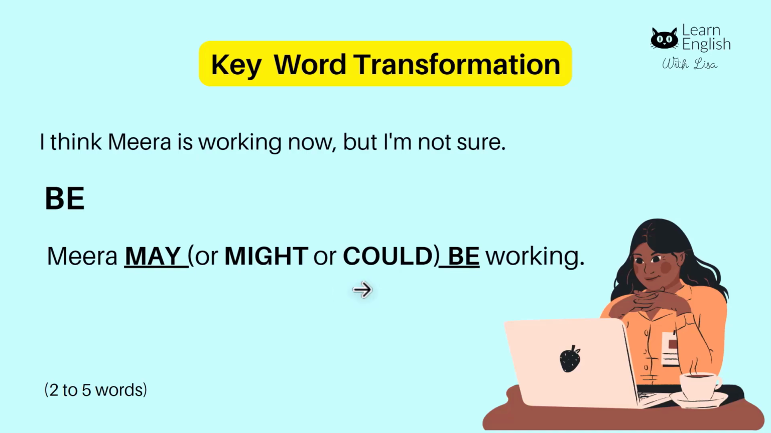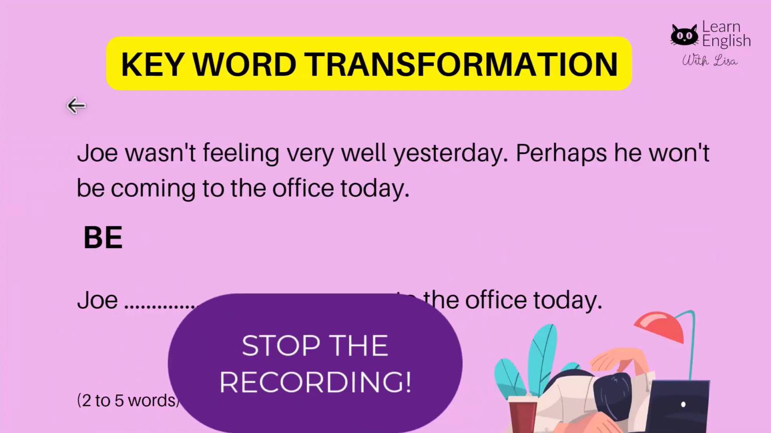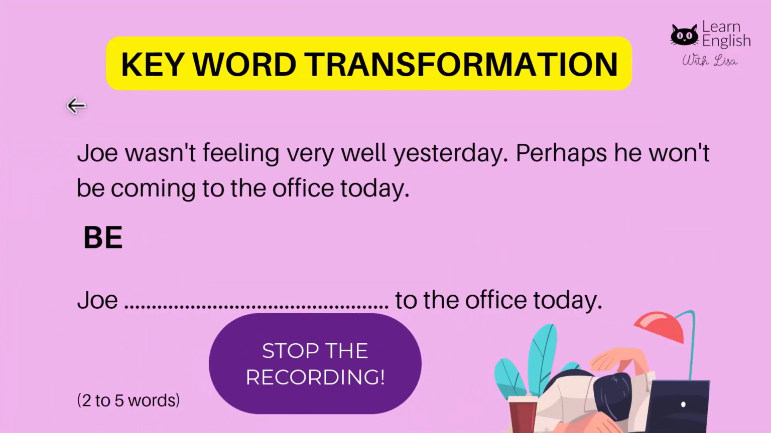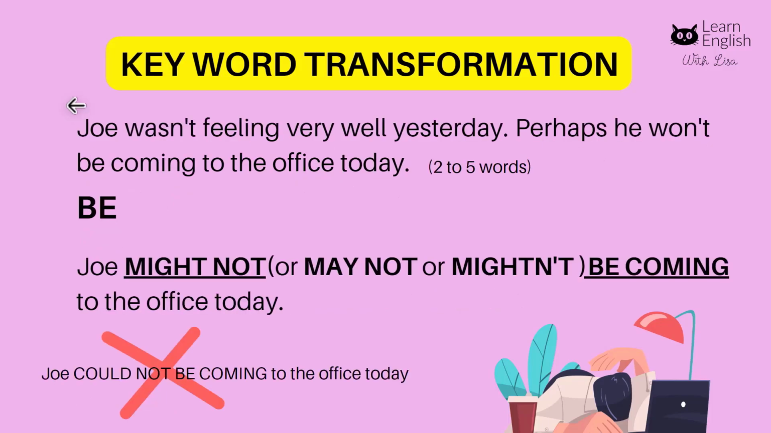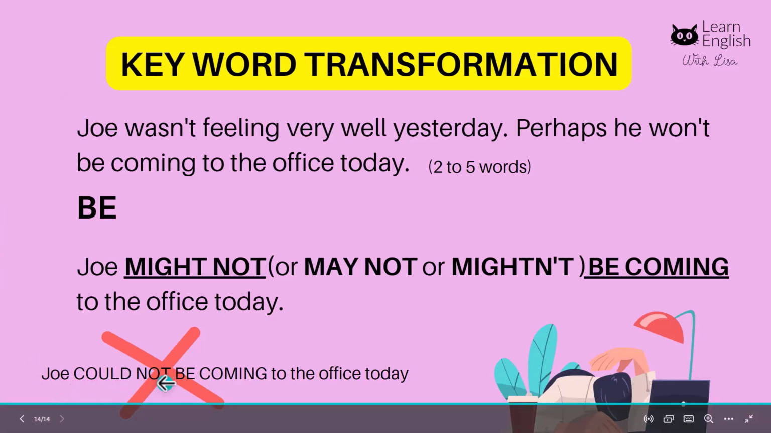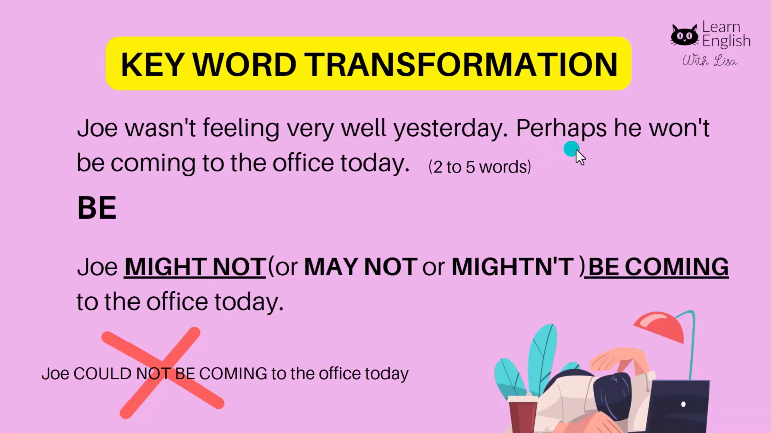Now let's take a look at the next sentence. Here it is. Stop the recording now. And the answer to this one is Joe might not or may not or mightn't be coming to the office today. Please remember that we cannot use couldn't when we're expressing uncertainty. Might not, may not, or mightn't because we've got the word perhaps here, which expresses the fact that we're not sure about what we are stating.